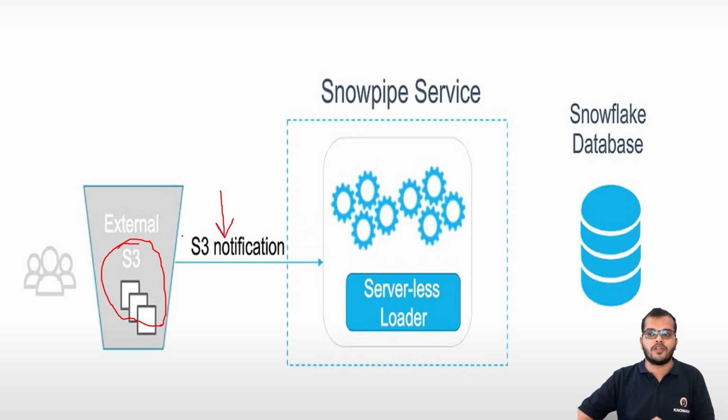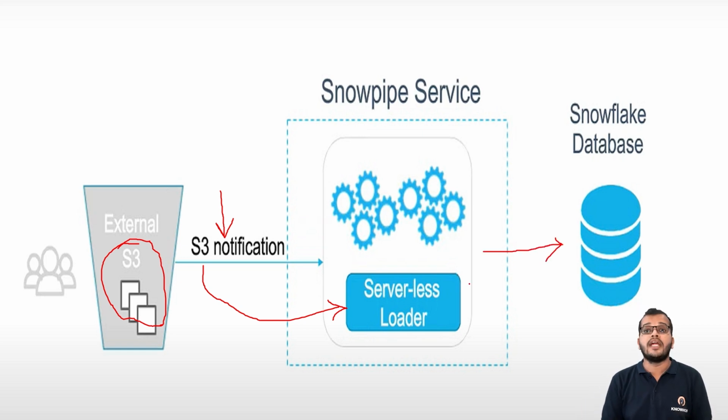So when an S3 notification pops up, it will directly send it to the Snowpipe, if we have created one. So what this Snowpipe will do is automatically copy the data from the S3 bucket that we have loaded, and after copying the data, it will send it to the Snowflake database, the one we have in our particular Snowflake account. So that's how the automatic process works.